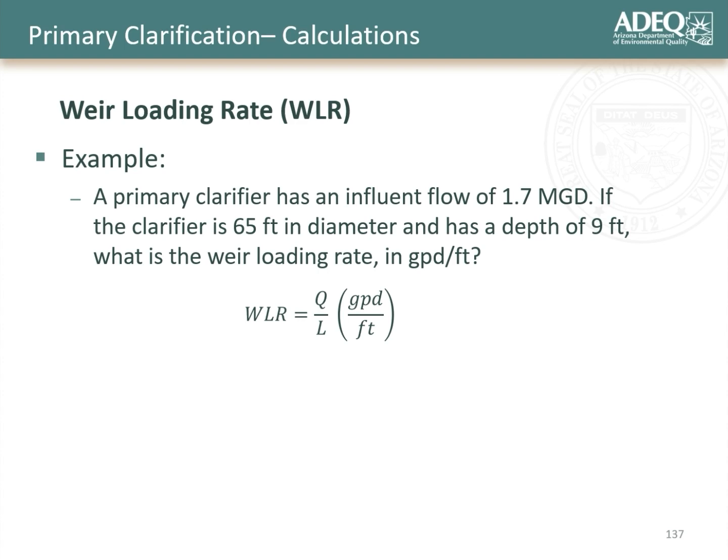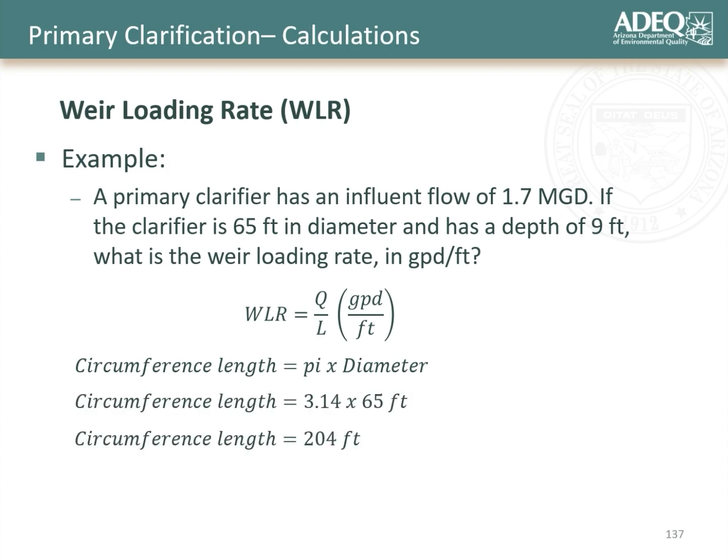Now, how do we calculate the length of the weir? Well, the length of the weir is equivalent to the circumference of that clarifier in this circular clarifier design situation. So we take pi, which is 3.14, times the diameter, which is 65 feet, and that gives us 204 feet of circumference, which is our weir length in this situation. We then take the flow, which is 1,700,000 gallons per day, divided by the weir length of 204 feet. That gives us a weir loading rate of 8.33 gallons per day per foot.